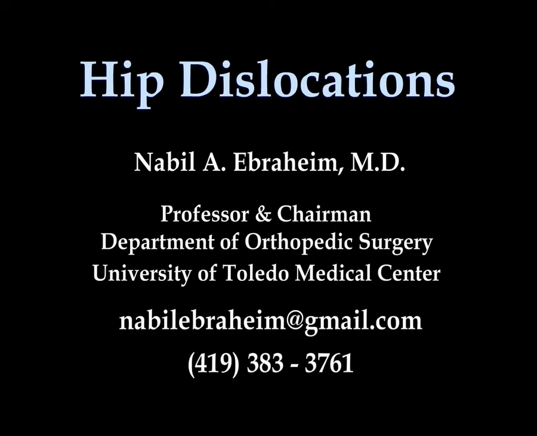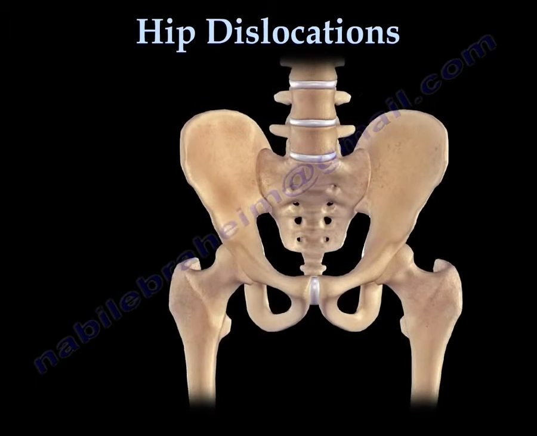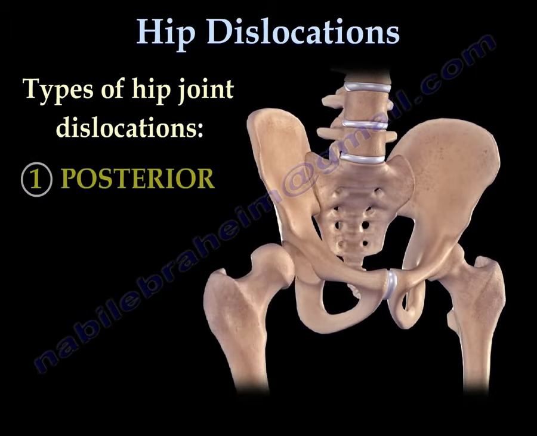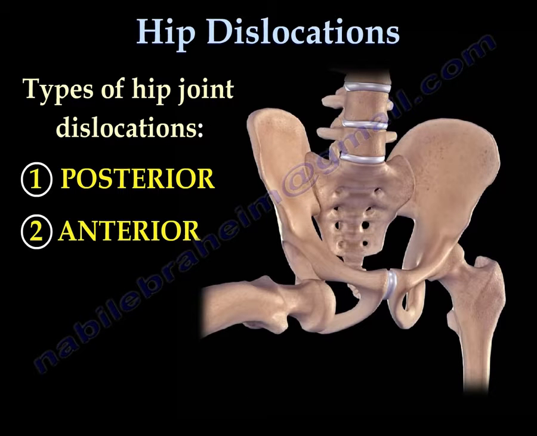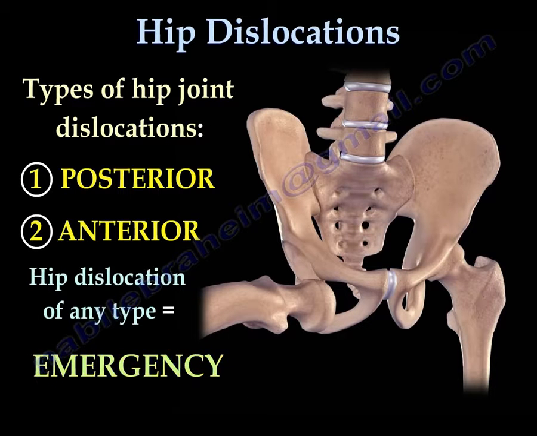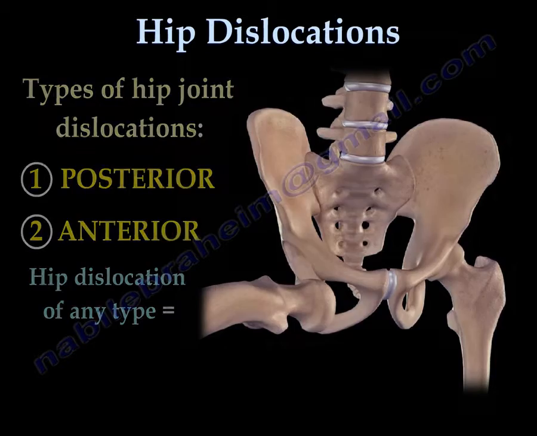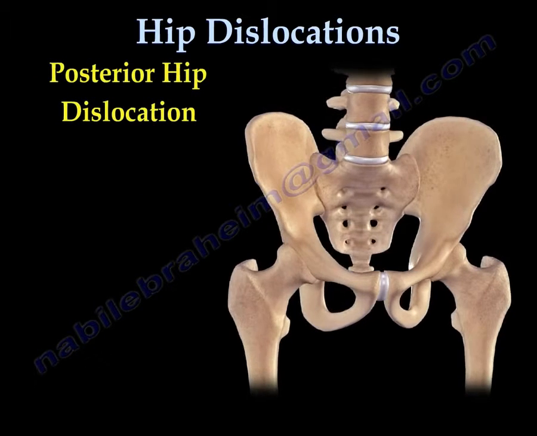Hip dislocations. Two types of hip joint dislocations: posterior and anterior. Hip dislocation of any type is an emergency. The posterior dislocation of the hip.